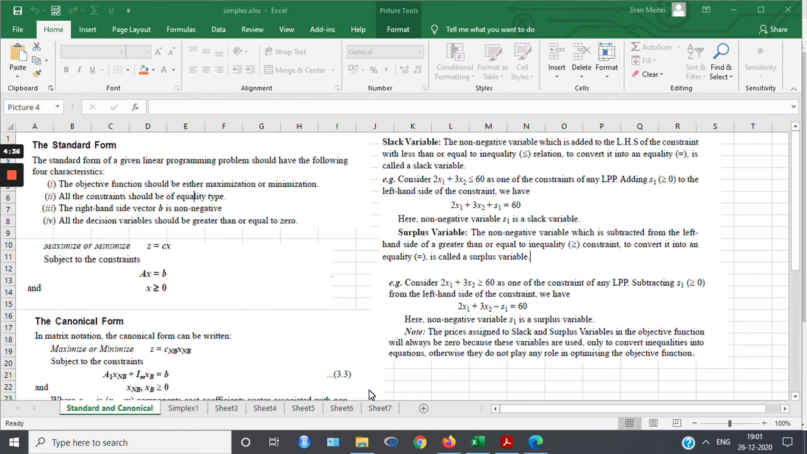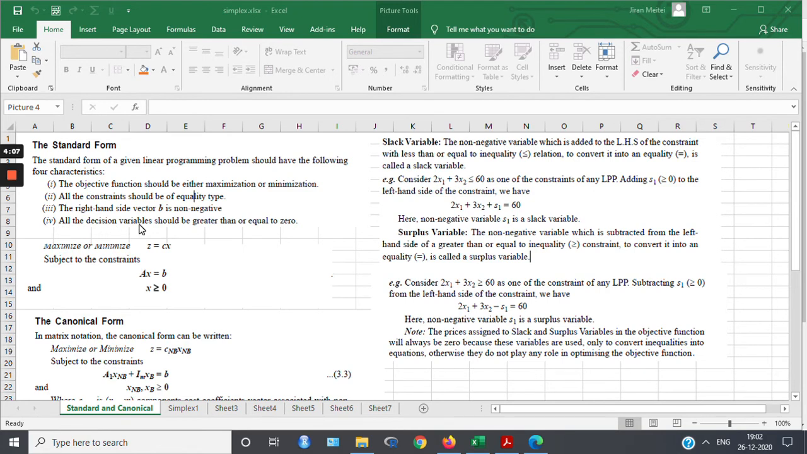A standard formulation of a linear programming problem should have these four points. The objective function of the given problem should be either maximization or minimization. All the constraints should be of equality type. The right hand side of the constraints should all be non-negative.